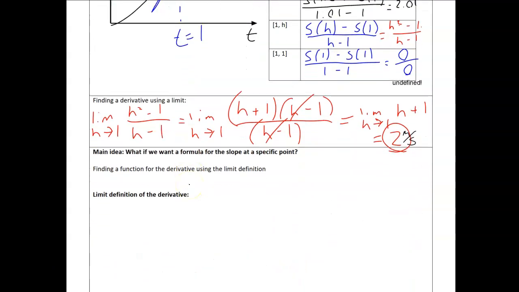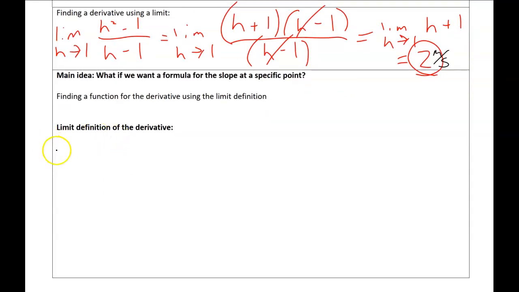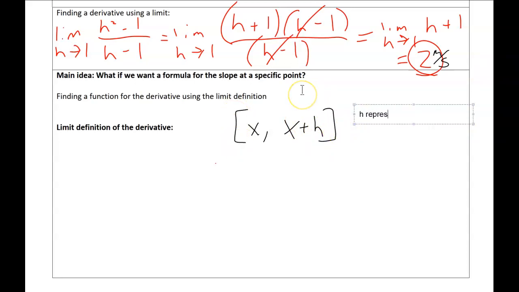Okay, now what I promised is to find a formula for the derivative, right? So a formula that will tell us the slope of the curve at any x. And to do this, we're going to use a specific definition of the derivative. So I'm going to use the interval from any x to x plus h as my interval. And h is going to represent the change in x. Sometimes we use delta x to represent that. That means the same thing as h in this case.